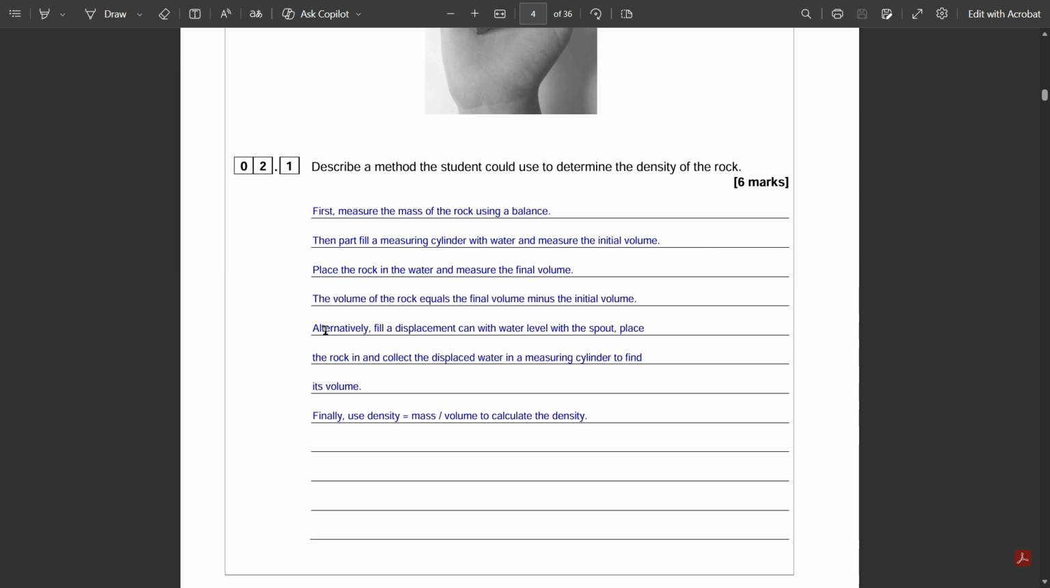And then I just have my alternative reasoning here. You don't need both, but you could also use a displacement can with water, place the rock in and collect the displaced water in a measuring cylinder to find its volume. And no matter what method you use, use the final formula of density equals mass over volume to calculate its density.